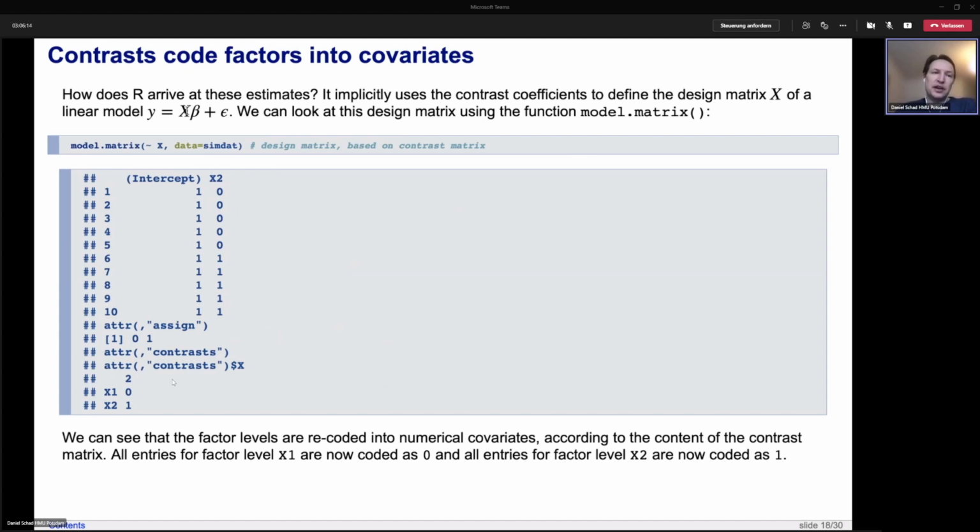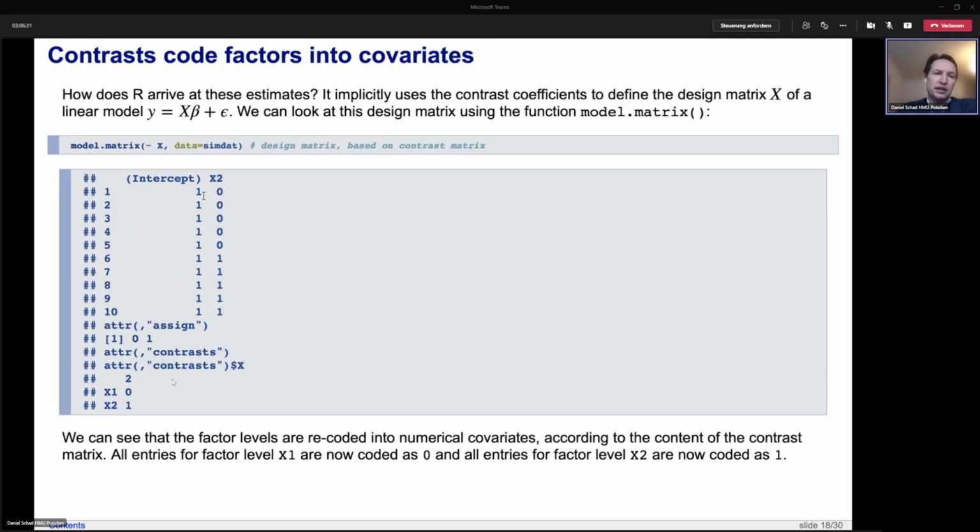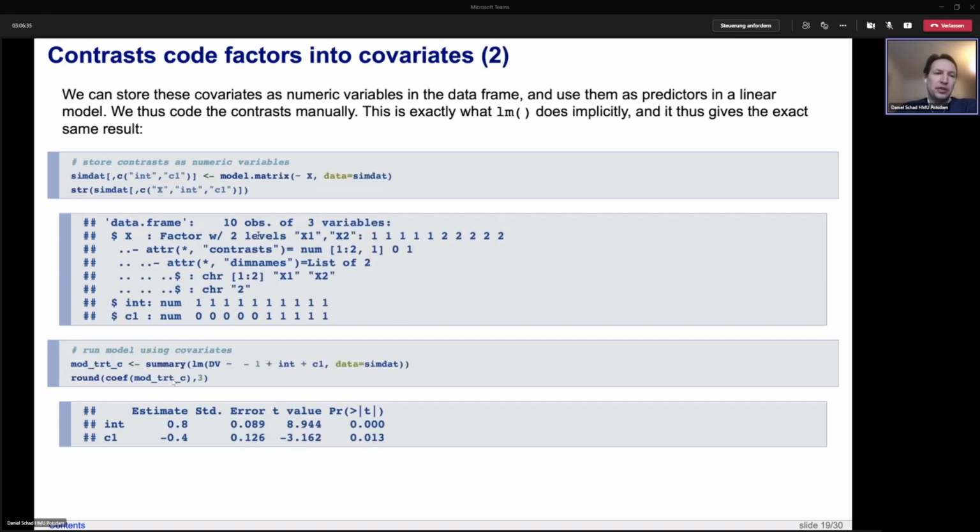And this is the design matrix X that R uses in the end for obtaining the estimates for the regression coefficients. So we can actually manually re-engineer that. So we now specify the model matrix, and we code these two variables that we see here, the intercept and the x1 and the x variable. We code this into new variables within our data frame.